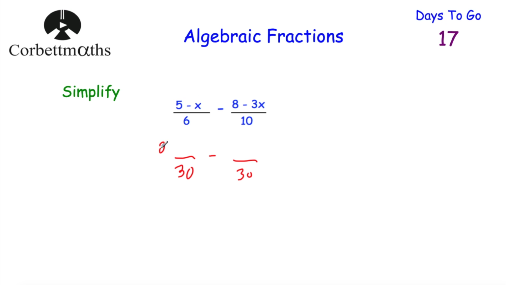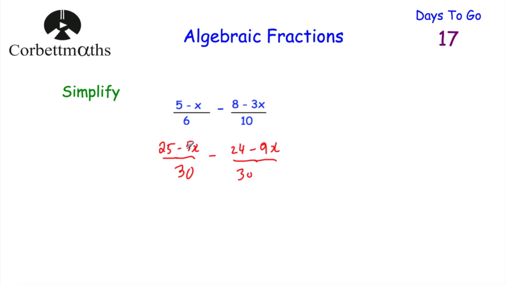So 5 times 5 is 25. And then minus x times 5 would be minus 5x. And in terms of our second fraction, to get from 10 to 30, we multiply by 3. So we need to multiply everything on the numerator by 3. 8 times 3 is 24. And then we've got minus, and then 3x times 3 would be 9x.